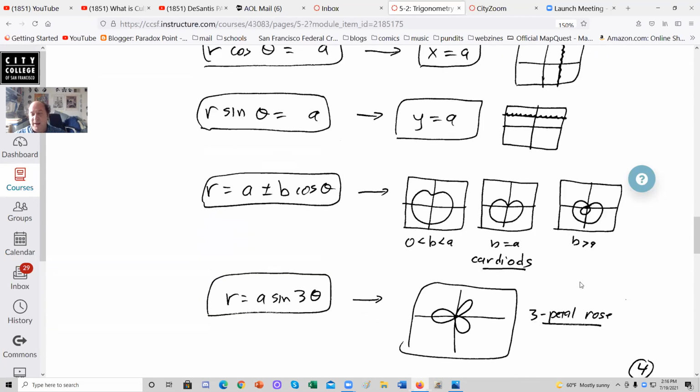Now, it gets more complicated when you get more complicated equations. For r equals a plus or minus b cosine theta, it depends upon which is bigger, a or b. They're all what are called cardioids. If a is bigger, you get this kind of little dented circle. If b equals a, then it comes to a sharp point like that. And if b is bigger than a, then it does a loop-de-loop like that.